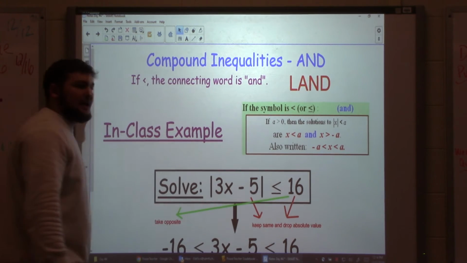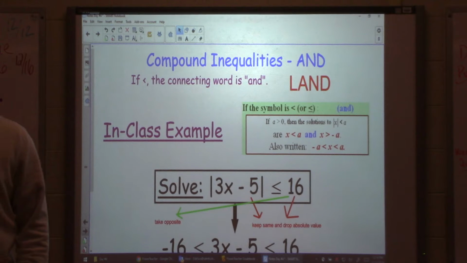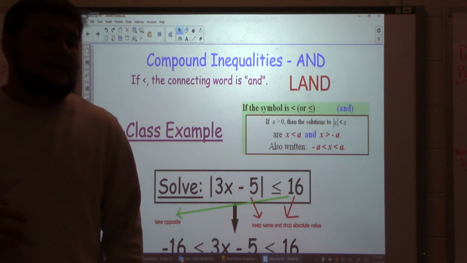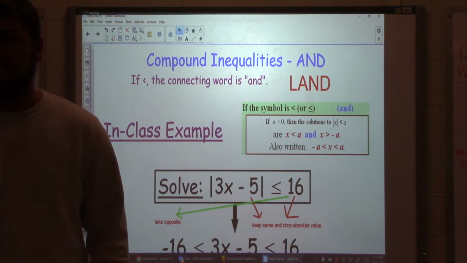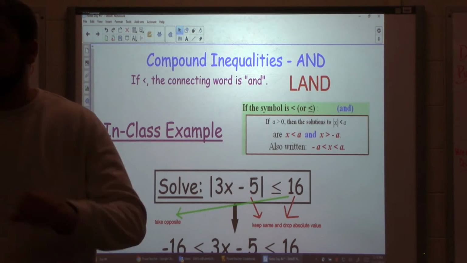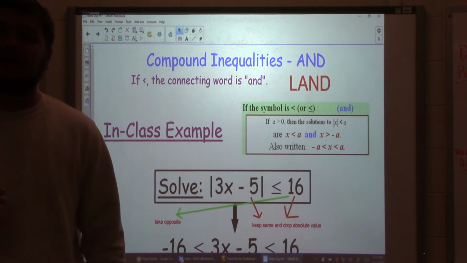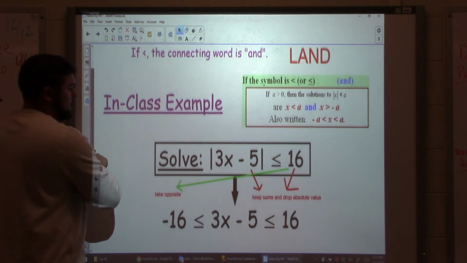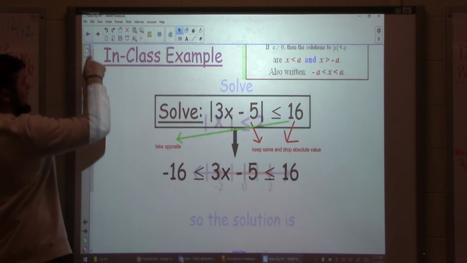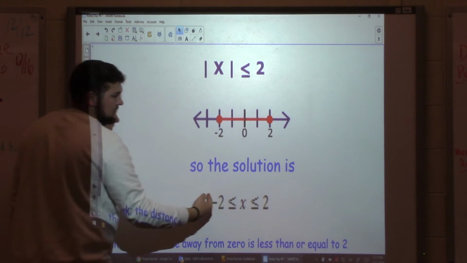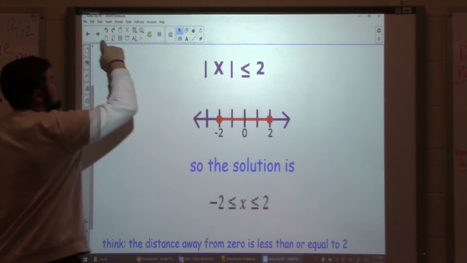Now, with an AND statement, we said there are 2 ways to write them, right? You could write it as 2 separate inequalities with the word AND in between. Or you can make it a compound inequality, right? Now, I'm going to do the compound inequality way. If you want to break it into 2 separate ones, that's perfectly fine. I just think the compound inequality is a little bit easier. So, just like with x, we said x could be anywhere between negative 2 and 2, even though it's just 2 here.